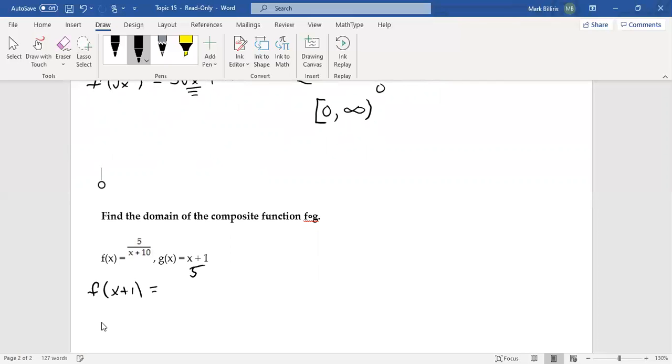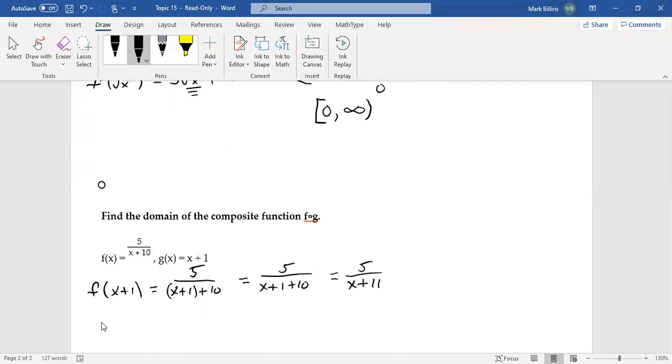So we'll have 5, and in place of x, we put in x plus 1 plus the 10. We can remove our parentheses, by just dropping them because nothing's in front of them. So we have x plus 1 plus 10. So our answer, when we're finding the composite, would be 5 over x plus 11.